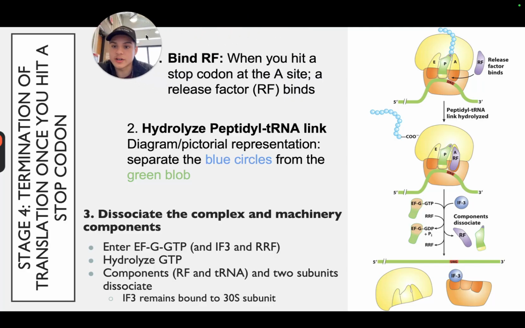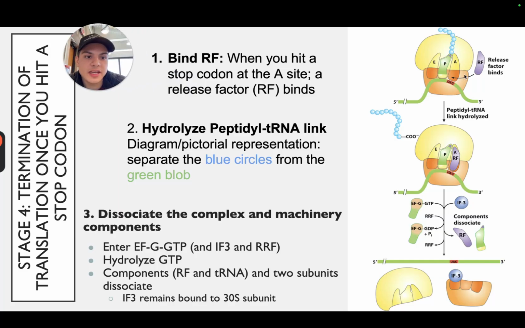And then stage 4 is termination of translation once you hit a stop codon. So for example, let's say we hit a stop codon. Instead of another tRNA binding onto it, a release factor is going to bind onto that. When a release factor binds, it's going to hydrolyze the peptide-tRNA link. As you can see, it's hydrolyzed and forms this free carboxyl group. That's why we say proteins are synthesized from the N to C terminus, because it ends off with the C terminus here. I don't know if that was convincing or not.